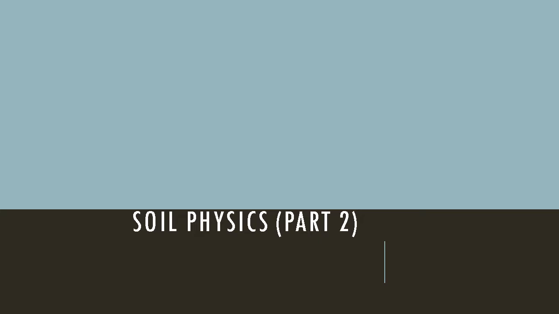This is lesson 3. We are continuing from where we had left on soil physics, and this is soil physics part 2. Today we are going to be discussing quite a lot, and under subheading soil consistency, soil particle density, soil bulk density, soil porosity, soil color, soil permeability, soil temperature, and soil hydraulic conductivity.